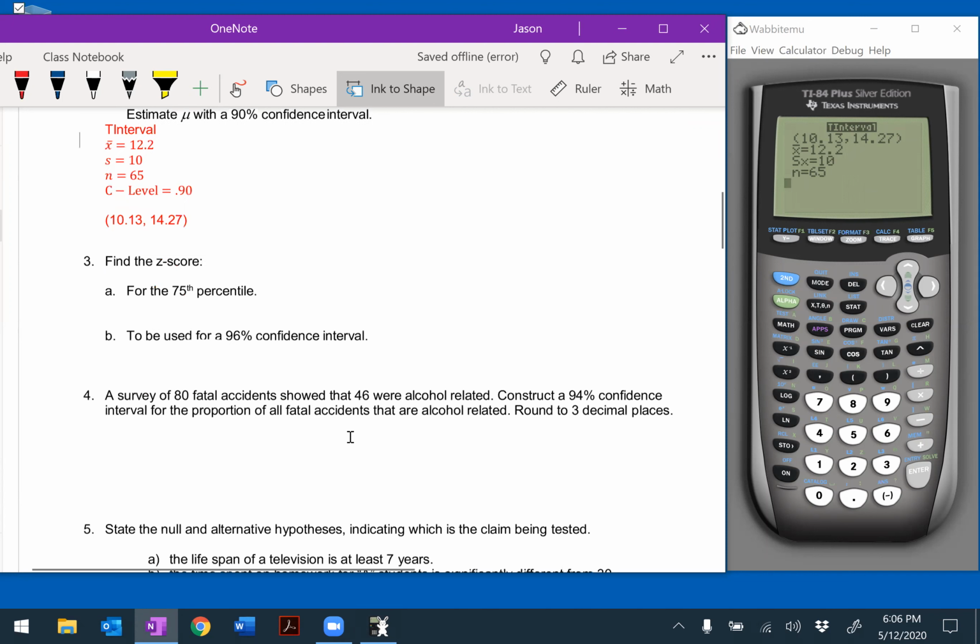Okay, find the z-score. Find the z-score for the 75th percentile.